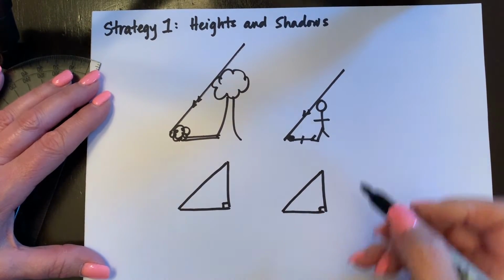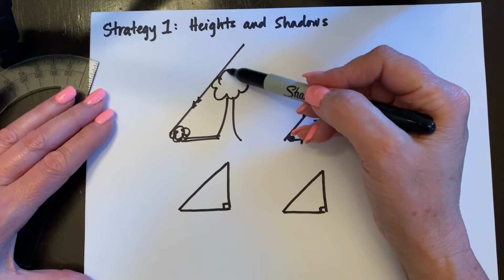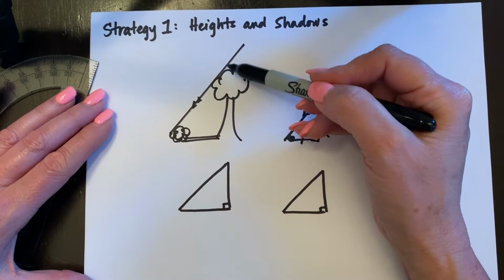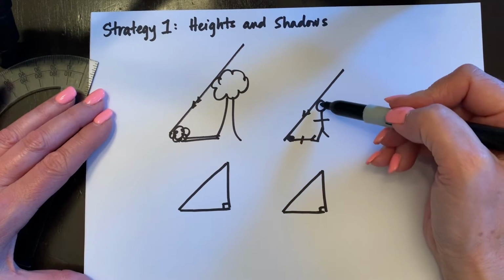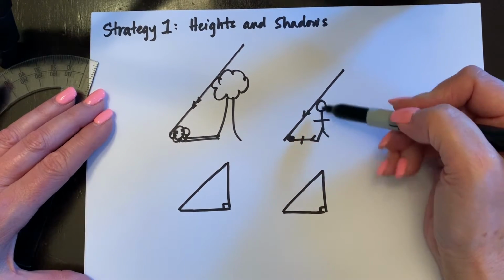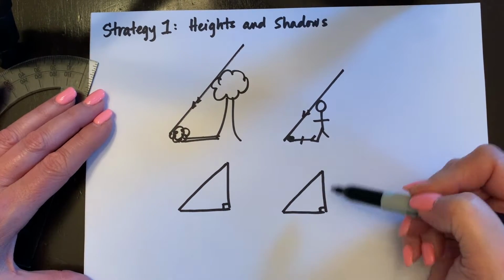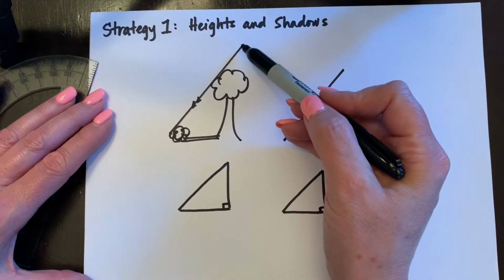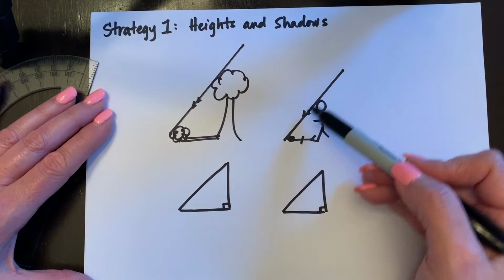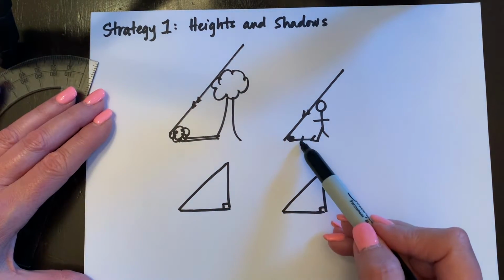Okay, so the question is, first of all, how do we know that these are right triangles? Well, the tree, we can assume, is growing perpendicular to the ground, forming a right angle with the ground. And my daughter is standing straight and tall, and so she's also forming a right angle with the ground. We know the two right triangles are similar because the sun is shining down on both the tree and my daughter at the same time, forming the same angle with the ground.